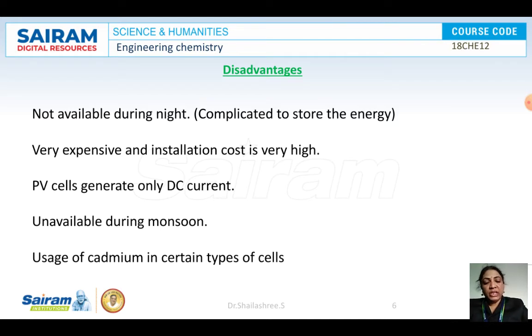That means the installation cost will be more. I just told you in the advantages that there will be least maintenance; only the installation cost will be very high. And one more thing is the PV cells can generate only direct current. Suitable devices must be there to convert the direct current into alternating form. And it will not be available during the monsoon seasons. Using cadmium in certain types of cells may pollute the atmosphere. These are some of the disadvantages of the solar cells.